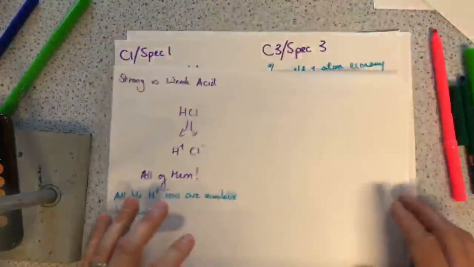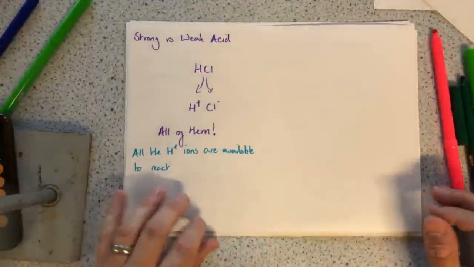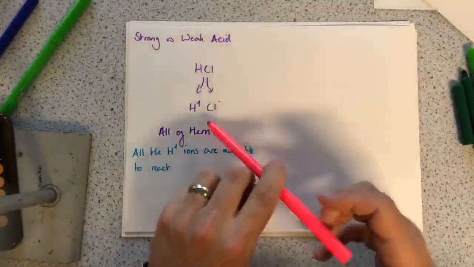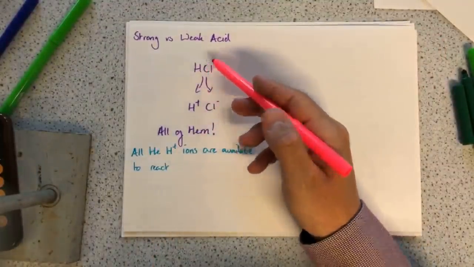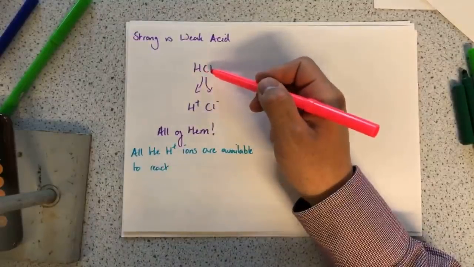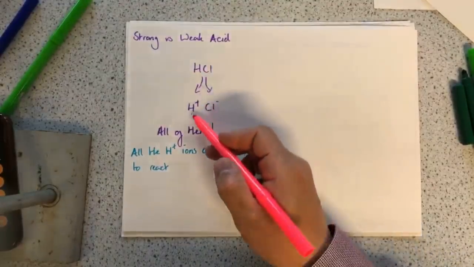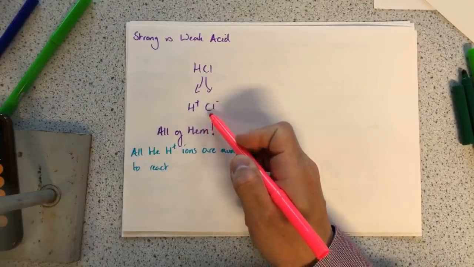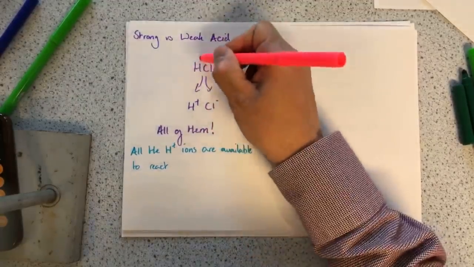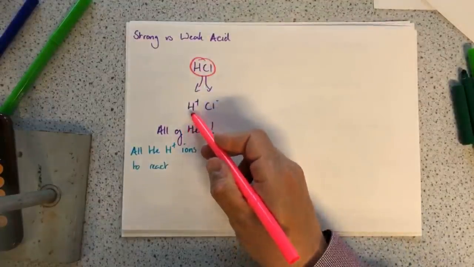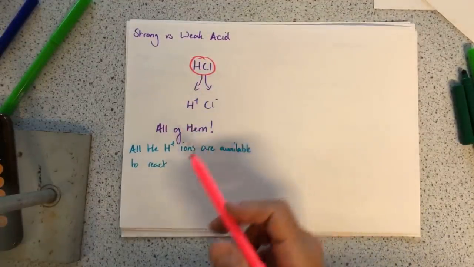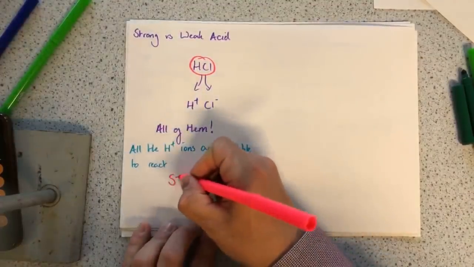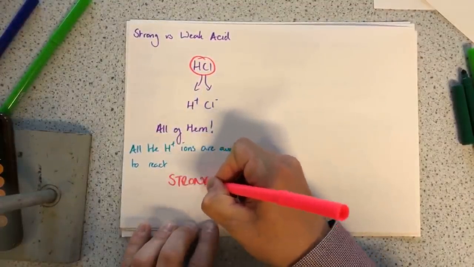The other topic to look at is strong and weak acids. Hydrochloric acid is a good example of a strong acid. Hydrochloric acid is hydrogen chloride that, when you put it into water, dissociates into hydrogen ions and chloride ions. All of this molecule splits into hydrogen ions and chloride ions, so all of the hydrogen ions are available to react. So this is described as a strong acid.